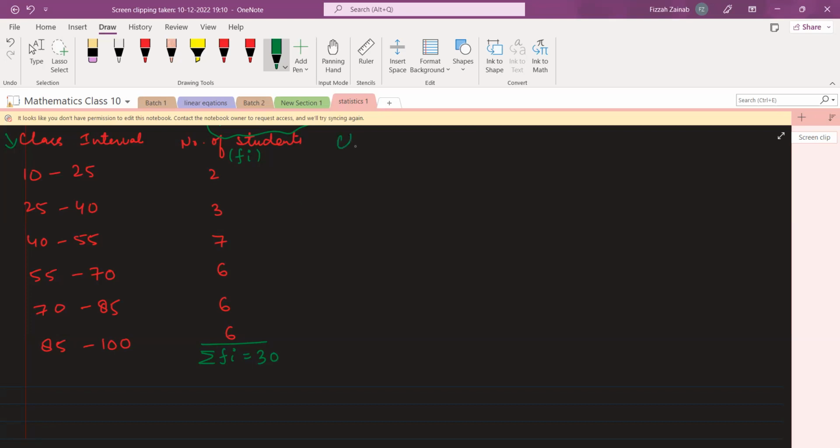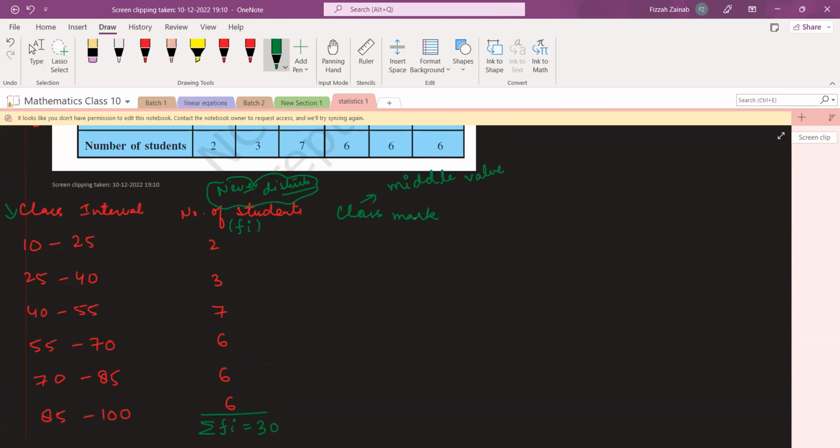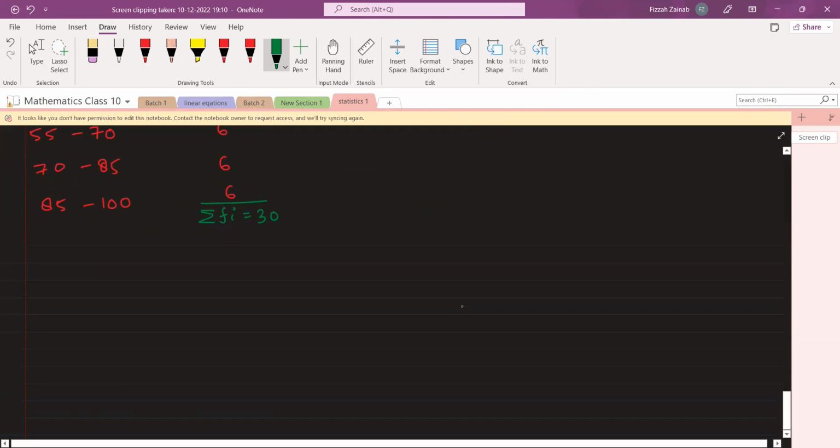That number is called class mark. Now what is class mark? It is actually the middle value. In normal language, it's just the middle value of your class. Understand? Now there's a formula for class mark, which you can note separately.